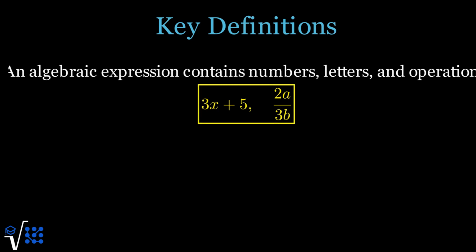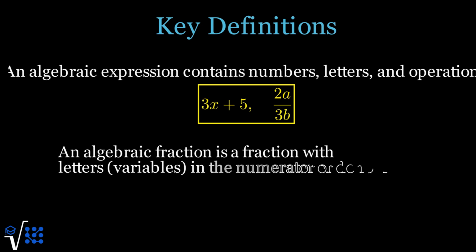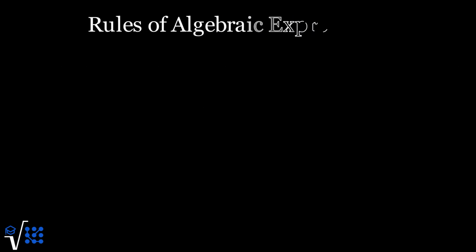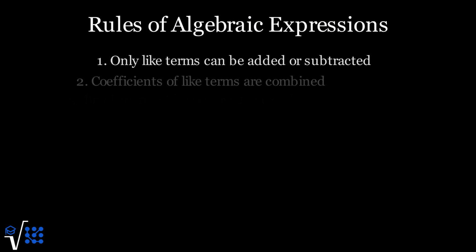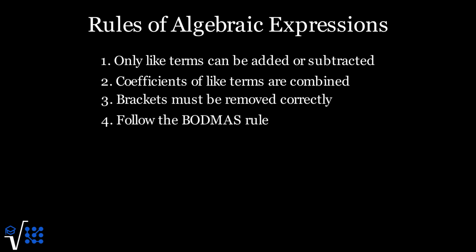For example, 3x plus 5 or 2a over 3b. An algebraic fraction is a fraction with a letter in the numerator or denominator. Rules are followed when dealing with these expressions, and these are: only like terms can be added or subtracted, and coefficients of like terms are combined.